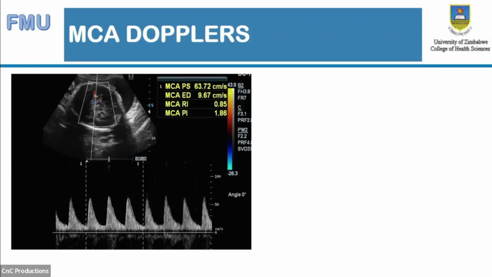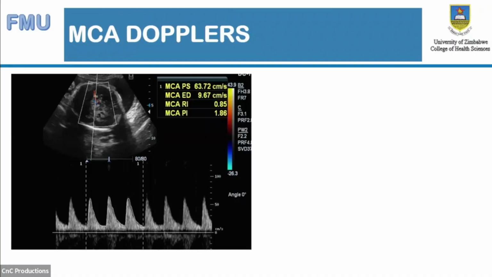You only measure it at the cord insertion for multiple pregnancies. Because in multiple pregnancies, sometimes the cords might be near each other and you don't want to mix them up. So in multiple pregnancy, that's when you can measure it at the cord insertion.